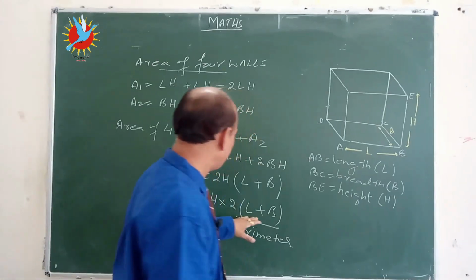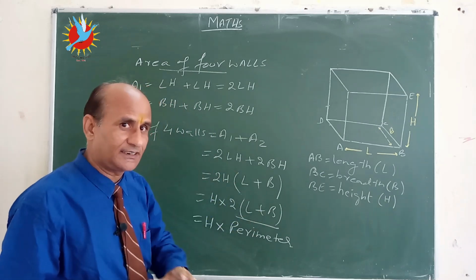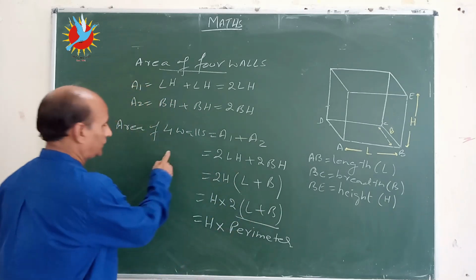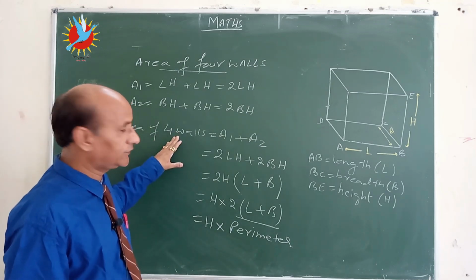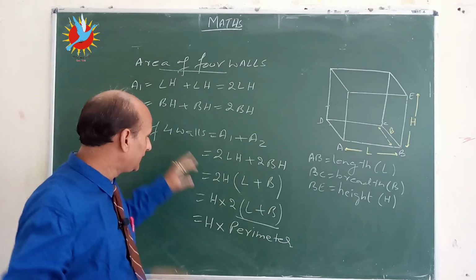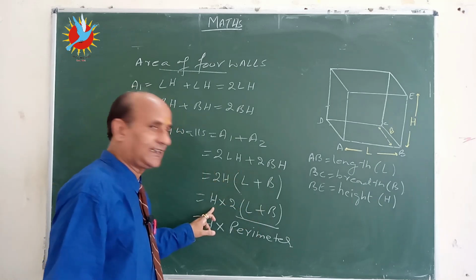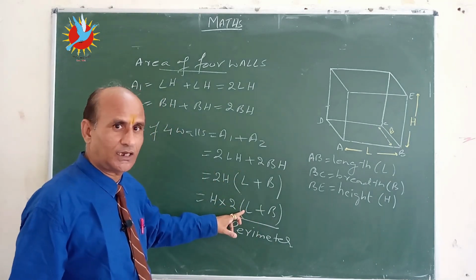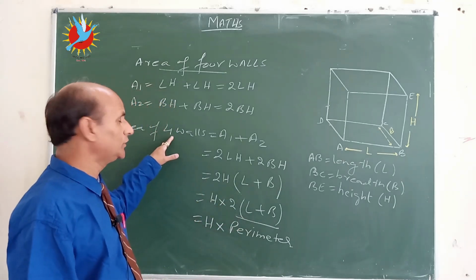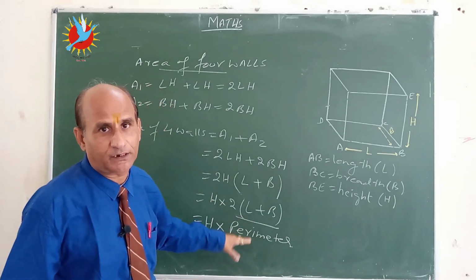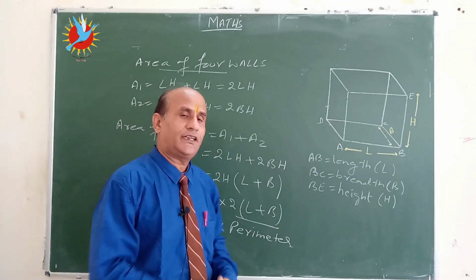So if the perimeter is given and height is given, then you can directly use this formula to get the area of the four walls. If length, breadth and height are given, then you can use this formula. If perimeter is given and height is given, then you can use height multiplied by perimeter. So in this way you can find the area of the four walls.